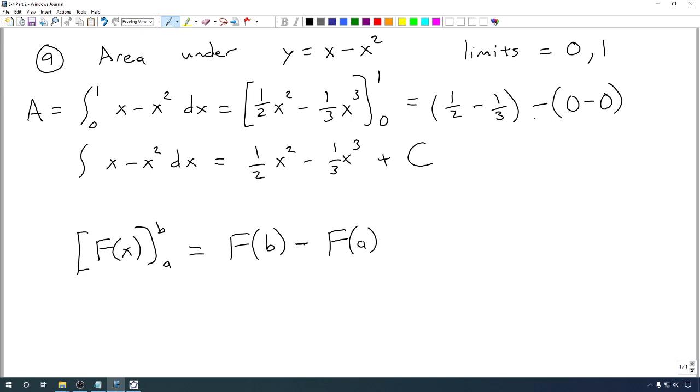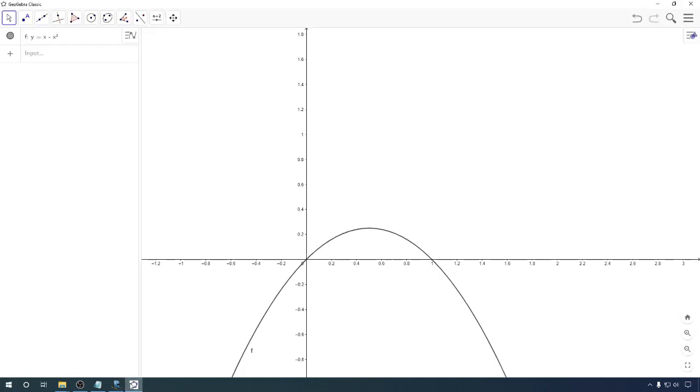And then it just becomes a matter of adding and subtracting things. Of course, the zeros here don't really matter. 1/2 minus 1/3. We combine fractions there, we get a 1/6. That is the area contained in here.